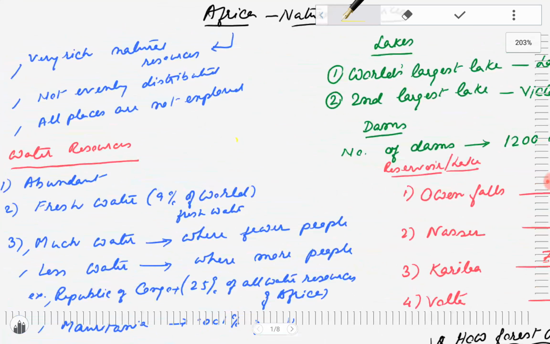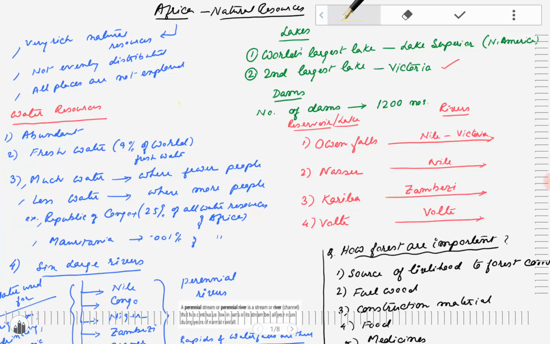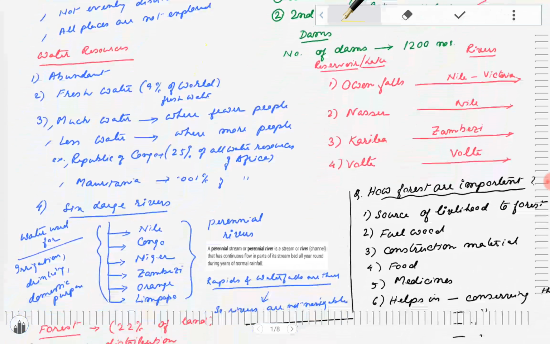Okay, today we will study Africa and its natural resources. There are very rich natural resources in Africa, and these resources are not evenly distributed, meaning some are scattered here and there all over Africa. There are still many places in Africa where resources are not explored.